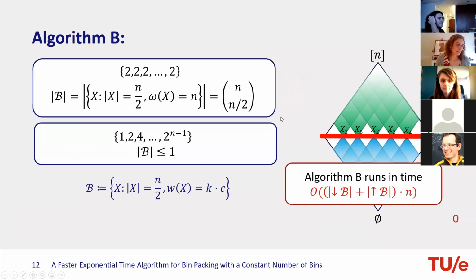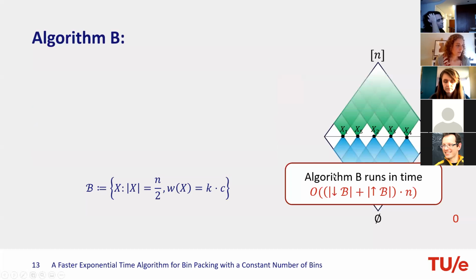However, in the case where we had the powers of 2 as weights, this is going to help us, because this B is now going to be of size at most 1, because we said that each weight we can only get one time from a set H. So each B is going to be at most 1, and so also its up closure and down closure are going to be relatively small.